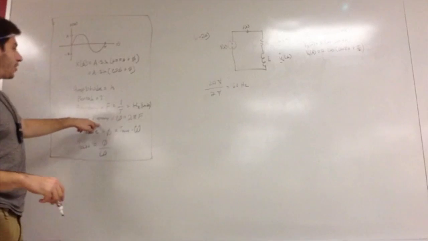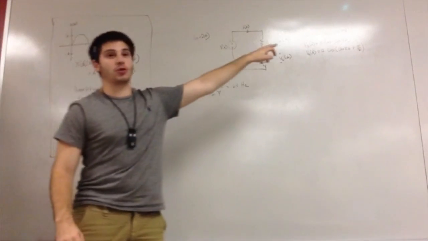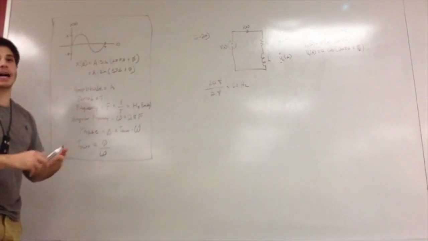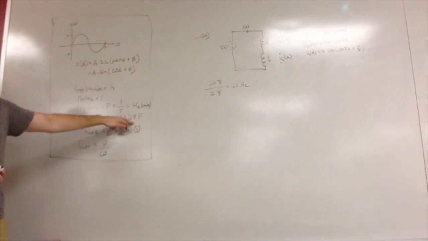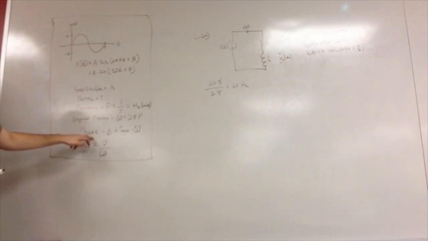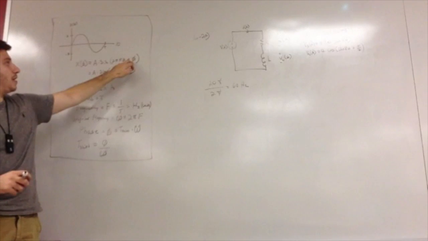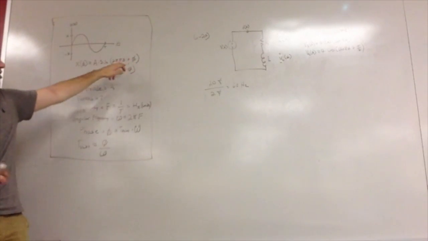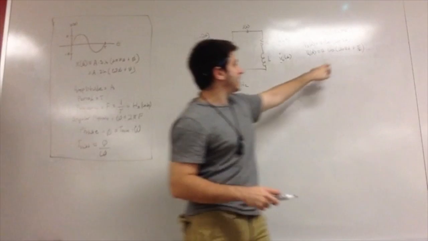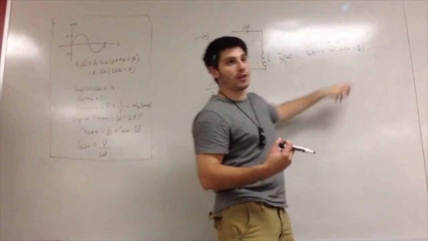And our angular frequency would just be the 120 pi. So it's 2 pi times our frequency in hertz. Our phase is phi, which is going to be our phase shift. And looking at this example right here, we would have pi over 2 as our phase shift.